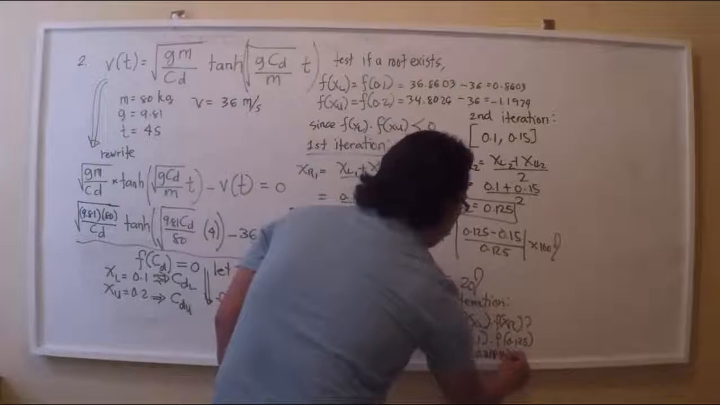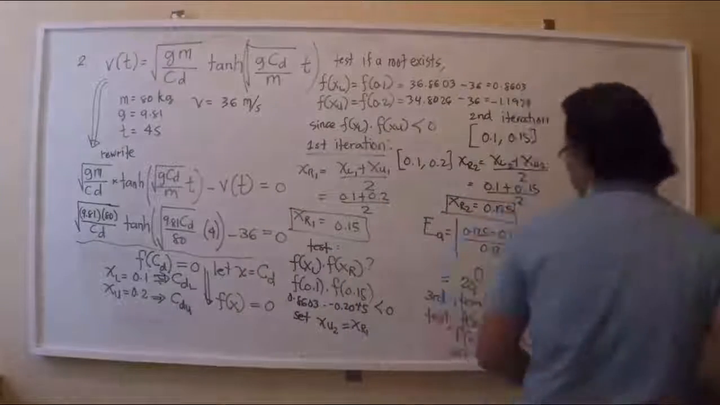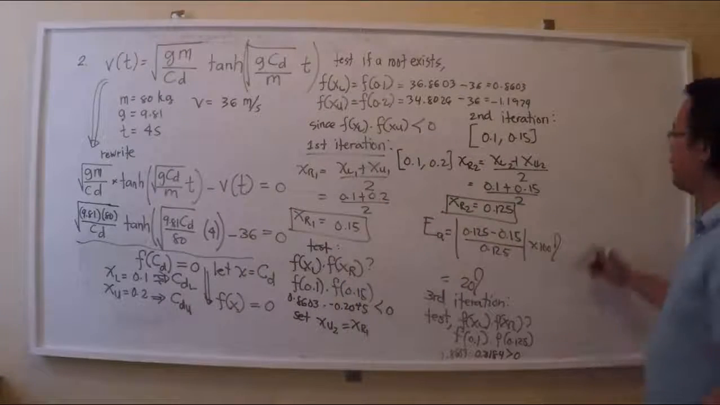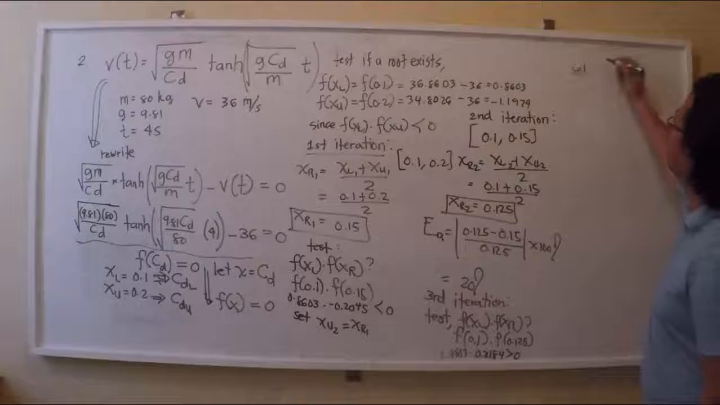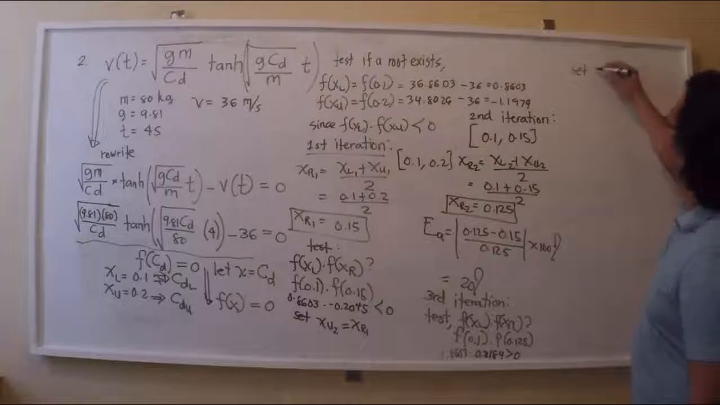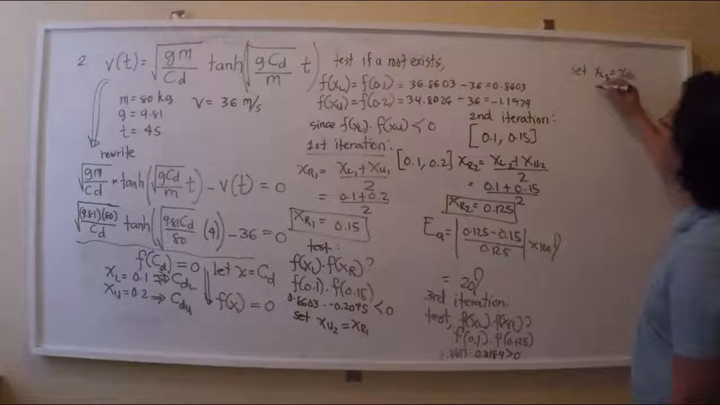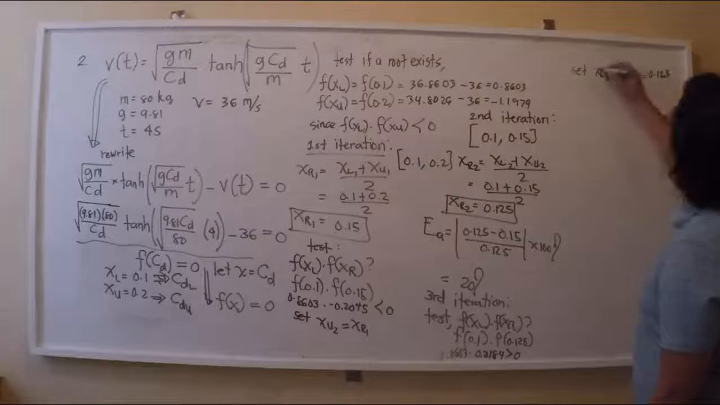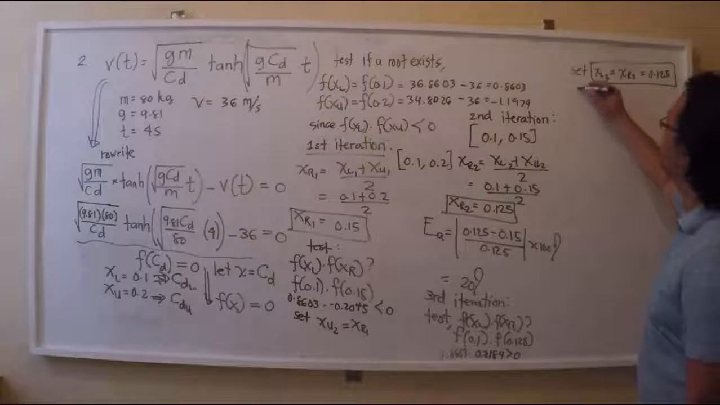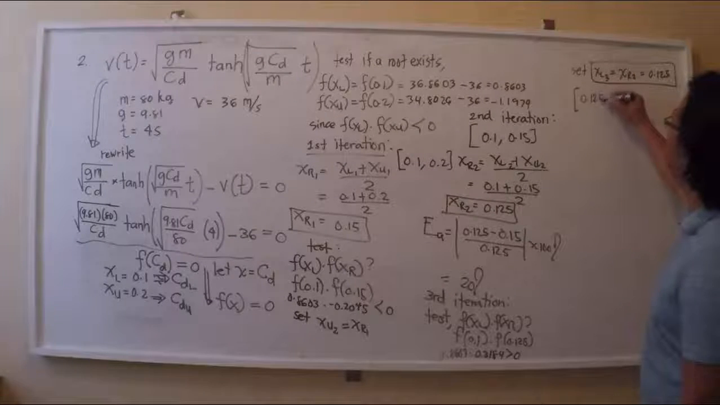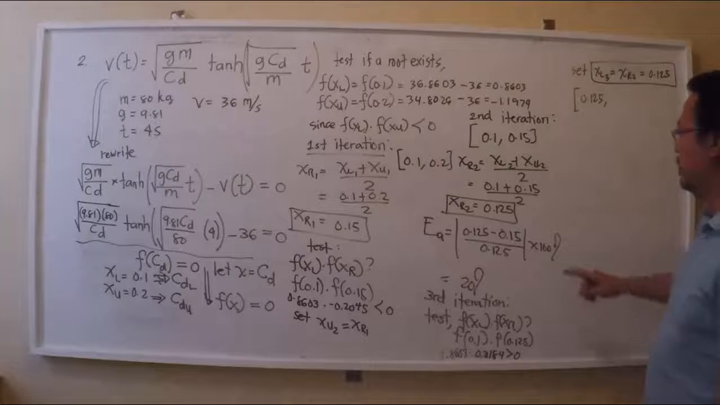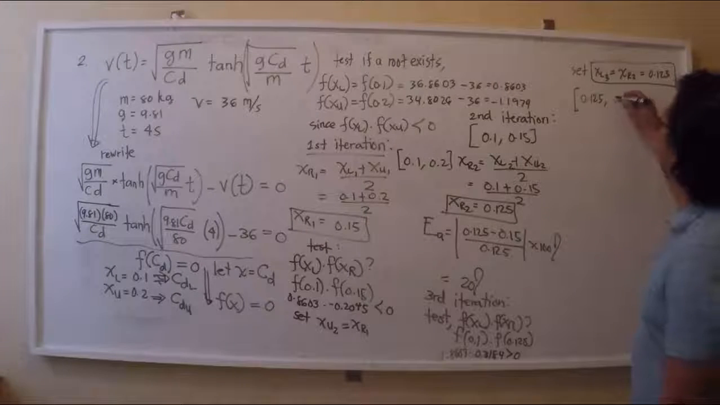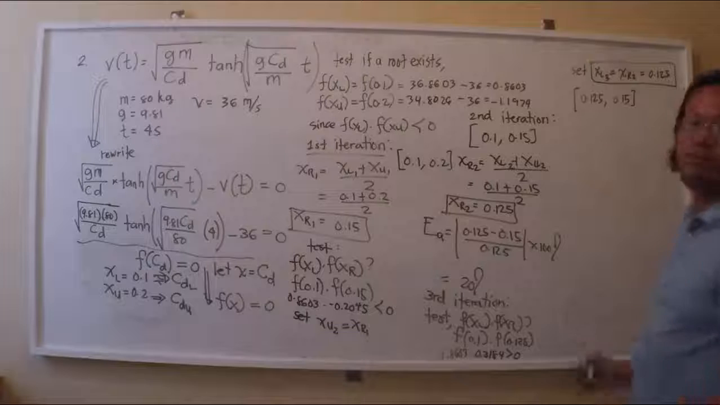0.3184. So this is greater than 0. So we knew what to do. We will set here XL3 equal to the XR2, which is simply 0.125. Okay, this is it. And then therefore our new bracket now is 0.125 to 0.15. Okay, and then we will continue.